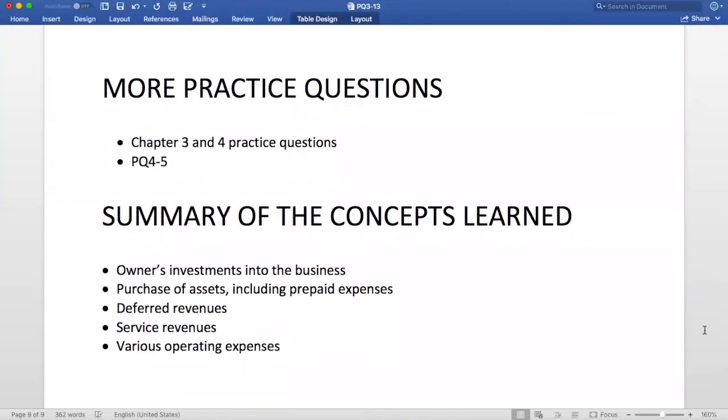For further practice, you can work on some of the other practice questions from chapters 3 and 4, such as PQ4-5. To summarize, in this video, we learned how to record various transactions into the expanded accounting equation for a service business. We know how to record transactions related to investments by owners, the purchase of assets, prepaid expenses, deferred revenues, service revenues, and various operating expenses.